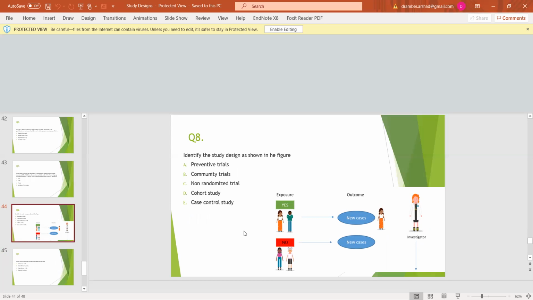Case control study, like cohort study? Yes, it's a cohort study. It's starting with an exposure, but there is no intervention. The study design of an interventional trial is also the same, but there's intervention. And in a cohort study, the word used is exposure.